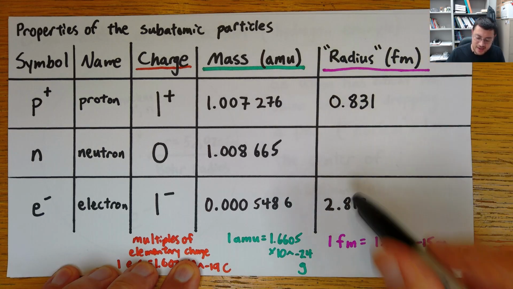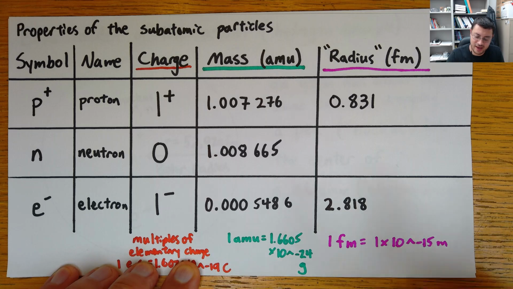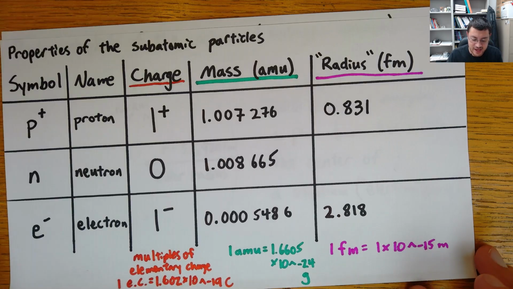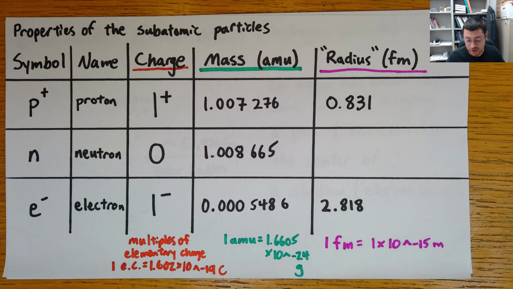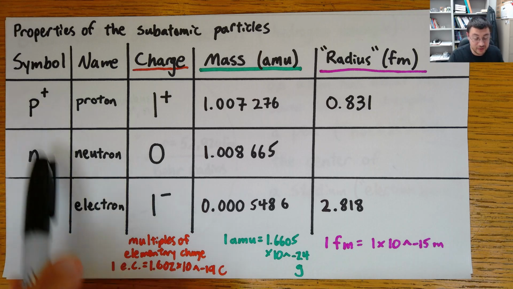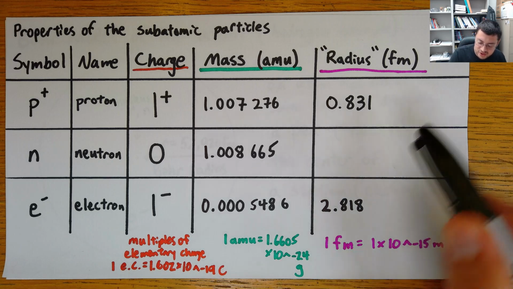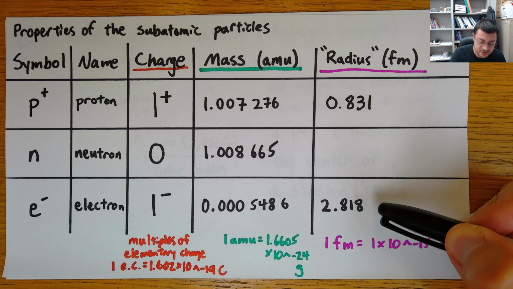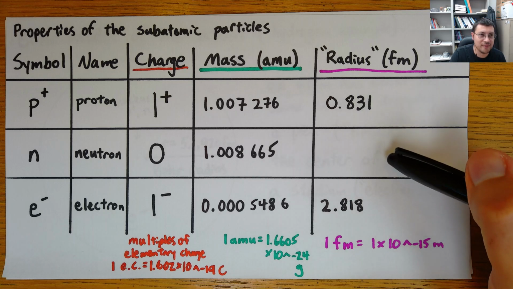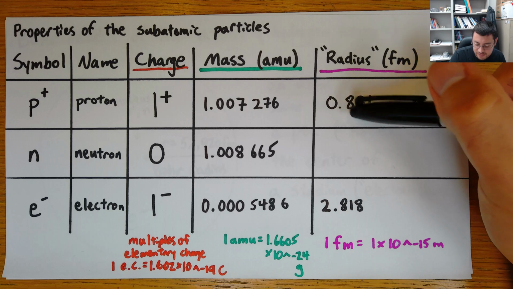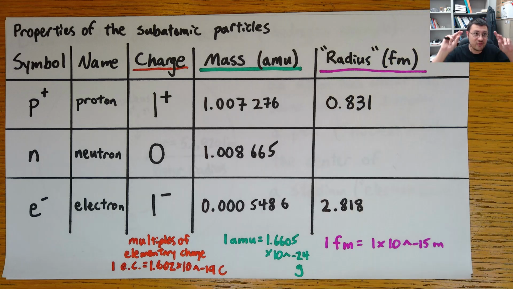This last column is interesting. I felt like I had to put radius in quotes because when measuring something like size, it gets more difficult when you're talking about small things. It gets really, really difficult when you're talking about really fundamental parts of matter. That being said, we can try to assign some sizes. You can see with the neutron I don't have anything there, but for the proton, we get a size of 0.831 as an approximate radius.